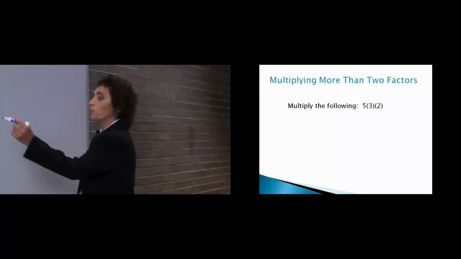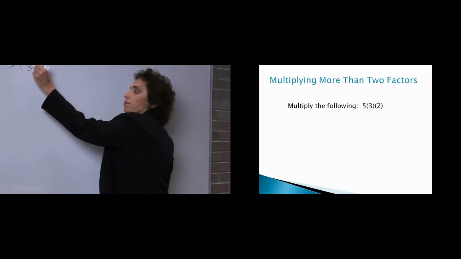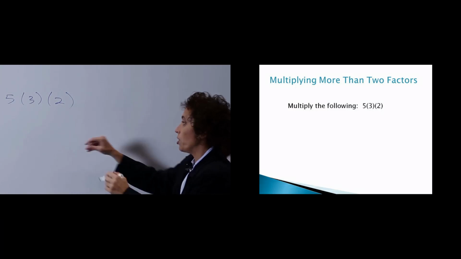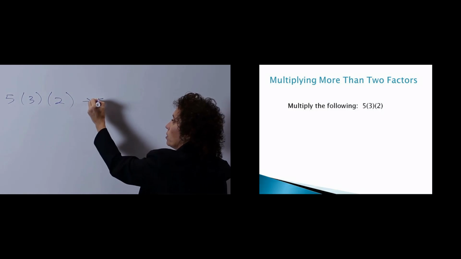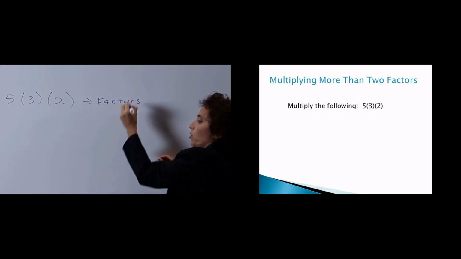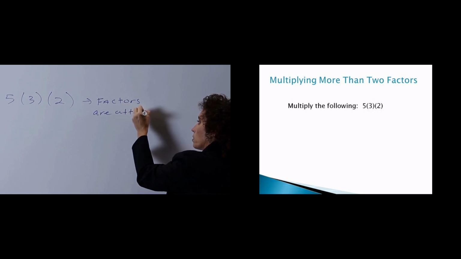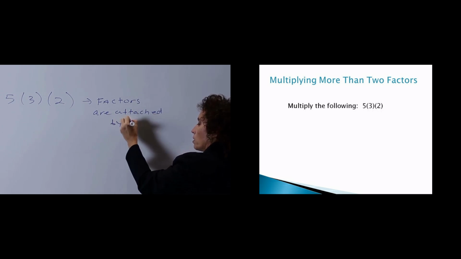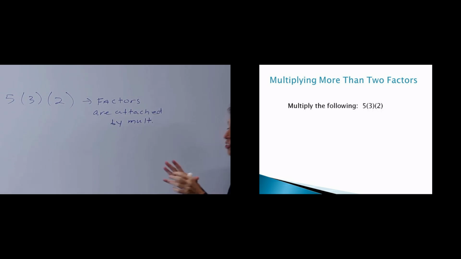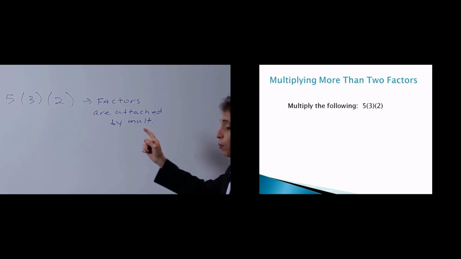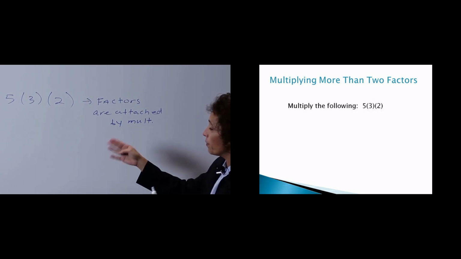Let's look at these numbers, the 5, 3, and a 2. The 5, 3, and the 2 are all attached by multiplication. That makes them called factors, because factors are attached by multiplication. Now, it looks really easy here, and it is, but later on when we get into the algebra, it becomes extremely important. We're going to talk about all the different ways we can multiply this. Because we said multiplication was commutative and associative, we can kind of fool around with these numbers.